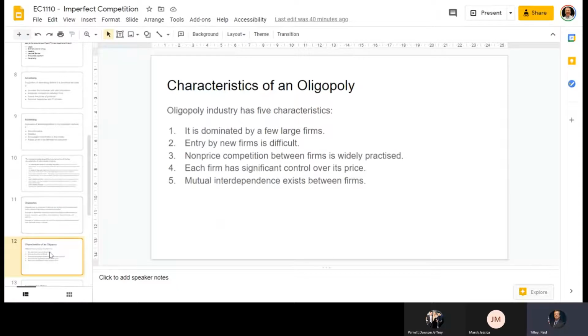If we ask what are the characteristics of oligopolies, here they are. Oligopoly industries have 5 key characteristics. It's dominated by large firms. As I say, they tend to be capital intensive. Entry is not easy because they are capital intensive. There are non-price factors that come into play that say, okay, our product is different than their product because of something other than price. Each firm has a good bit of control because there are so few firms. And there's this mutual interdependence. If I do it, you'll probably follow me.